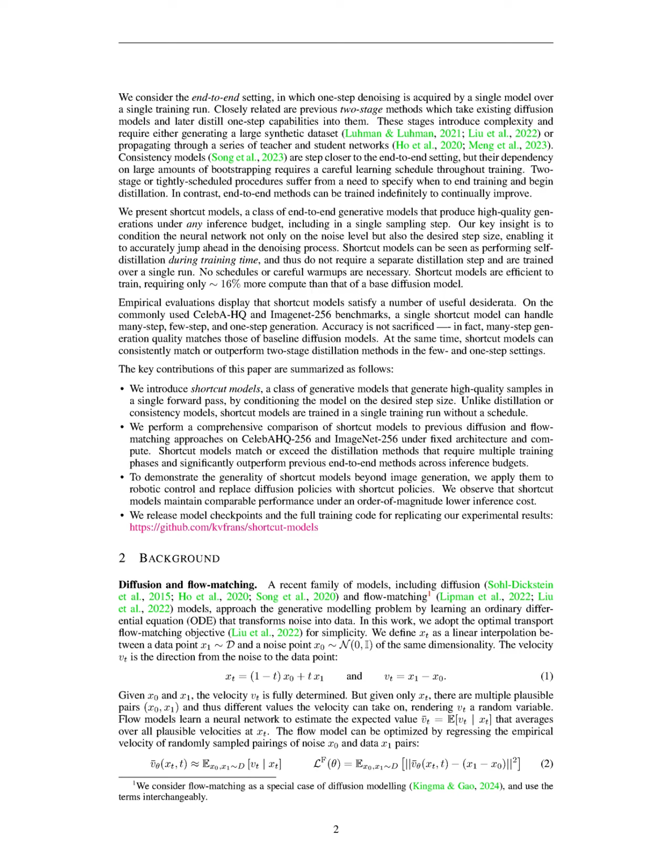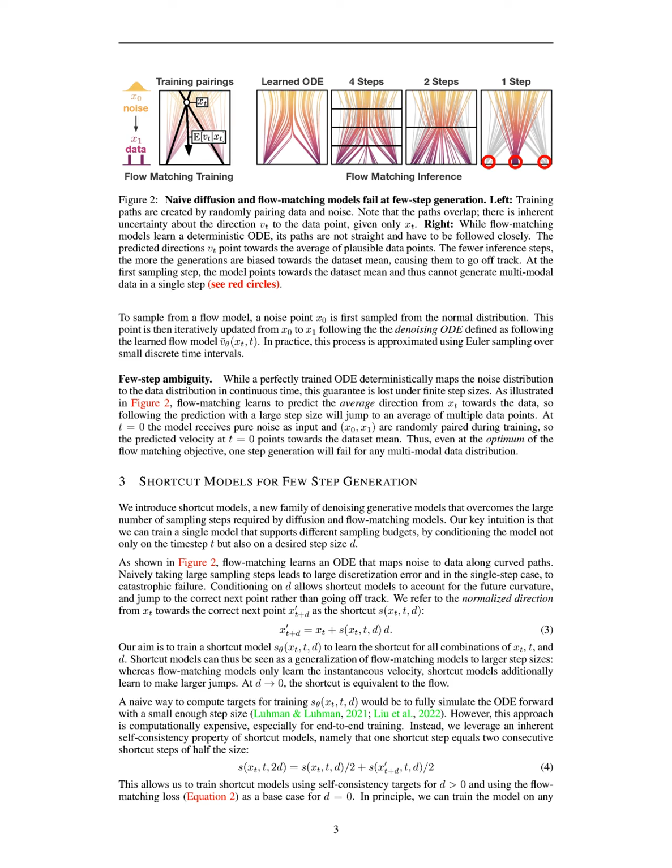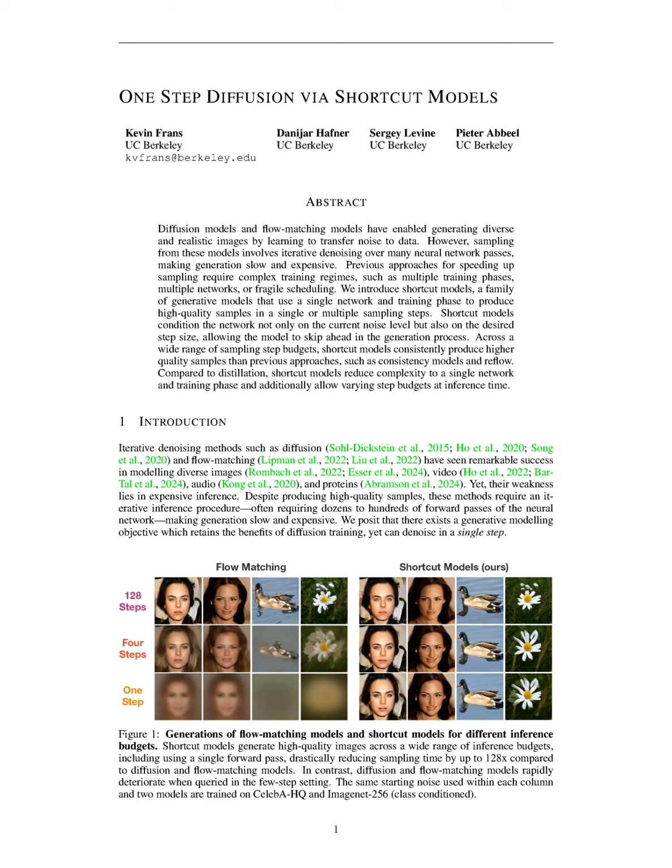The shortcut model achieves one-step denoising by conditioning the neural network on both the current noise level and the desired step size. For example, consider a scenario where we have a noise point, x_t, and we want to generate a data point, x_1, in a single step. The model first samples a desired step size, d = 1/2, and then computes the shortcut, s_t,d, which represents the normalized direction from x_t towards the correct next point, x_{t+d}. This shortcut allows the model to effectively jump to the correct point in the denoising process, rather than making incremental updates as in traditional methods.